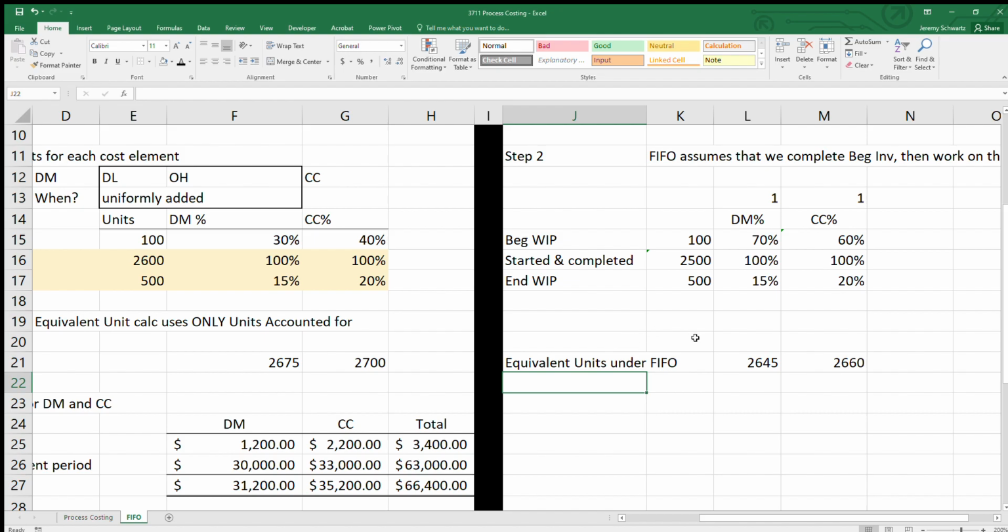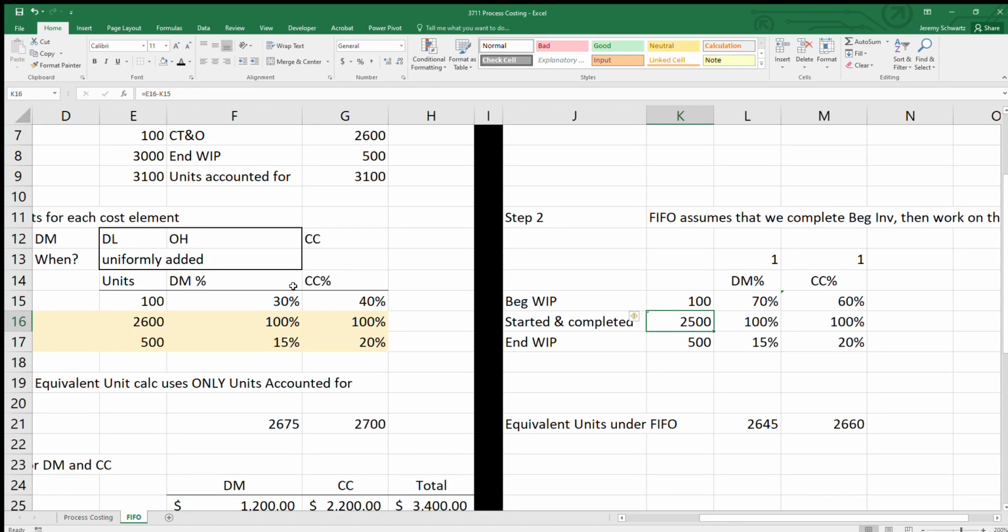So it's important to note here that this distinction is that we have this started and completed. Now, this 2,500 number, there are two ways of getting that. One would be taking the units started and subtracting the ending inventory, so 3,000 minus 500. There were 3,000 started and 500 not finished. Or what we did here is completed and transferred out, 2,600 minus 100. But basically, whatever approach you're more comfortable with, that's going to get to that number.